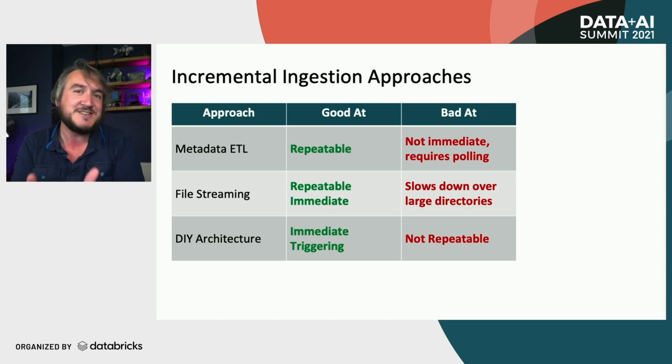It has some limitations in terms of we're having to stream. It's not very good if my data changes. So there are limitations in the existing file streaming approach. And I can build my DIY, stitch some things together, and it's immediate and it triggers as soon as a file lands, but it's not that repeatable. So there's challenges all across the different ways we work currently.